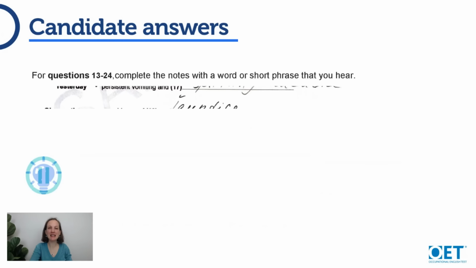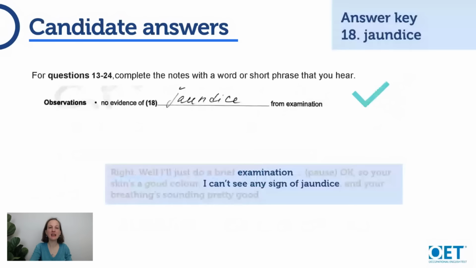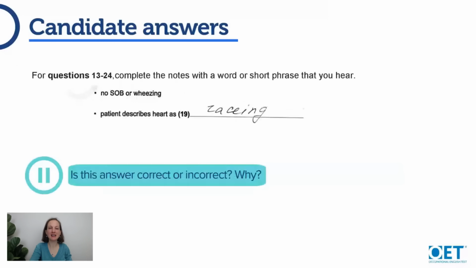Here is question 18. Pause the video to consider why jaundice is wrong or correct. Question 18 is also correct. Here is question 19. Pause the video to consider why racing is wrong or correct.